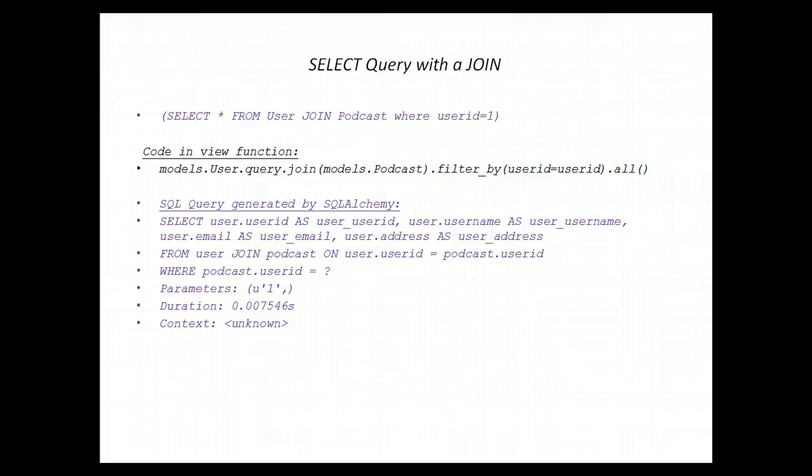If you want to use a join between two tables, this is an example of a join where, if there is a join between user and podcast, you can say user.query.join models.podcast. Models is the name of the file or module where user and podcast are defined, and then you go on to filter it again using the where clause and call the all method in the end, and this is the SQL query that is generated.